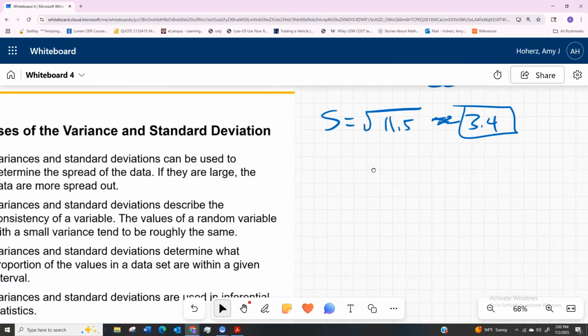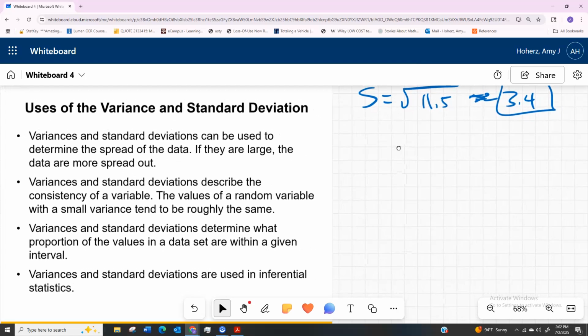And then also, variances and standard deviations are used to describe the consistency. The values of a random variable with a small variance tend to be roughly the same. So again, like brand B, when you have a small variance, it means the data is closer together. They're all close to the same center.